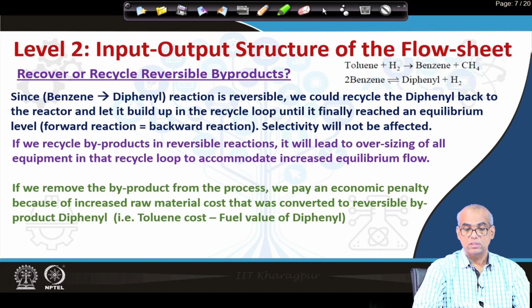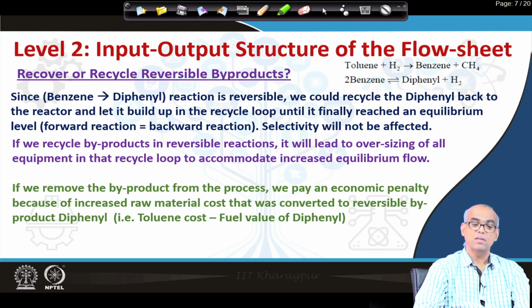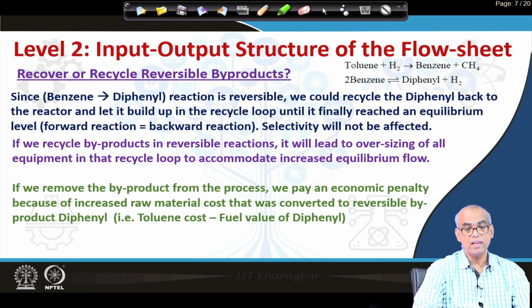So, the toluene cost minus the fuel value of diphenyl, this much of economic penalty will be there if we decide to remove the byproduct from the process. Since the benzene to diphenyl reaction is reversible, we can recycle the diphenyl to the reactor and let it build up in the recycle loop until it reaches an equilibrium. But if we do that, it leads to oversizing of the equipment in the recycle loop, and if we decide to remove, we pay an economic penalty.